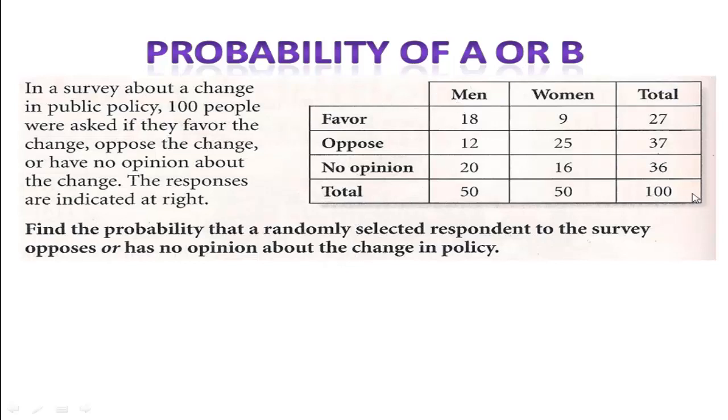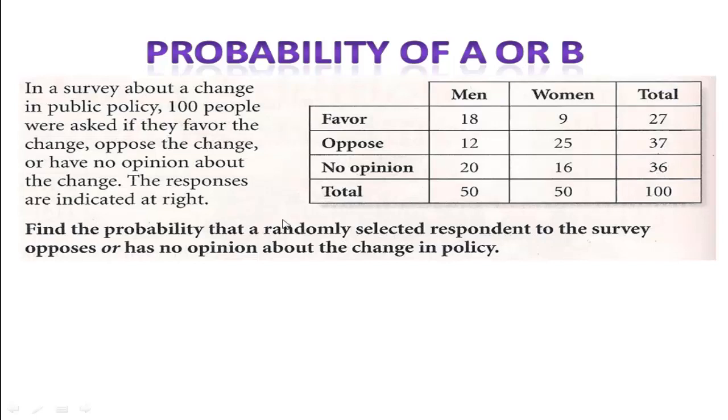A total of 100 people were surveyed. Out of the 100 people, 50 were men, 50 were women. Out of the men, 18 favor the policy, 12 oppose it, and 20 of them have no opinion. Out of the 50 women, 9 favor the policy, 25 oppose it, and 16 have no opinion. In total, men and women, there are 27 that favor it, 37 men and women that oppose it, and 36 men and women that have no opinion.